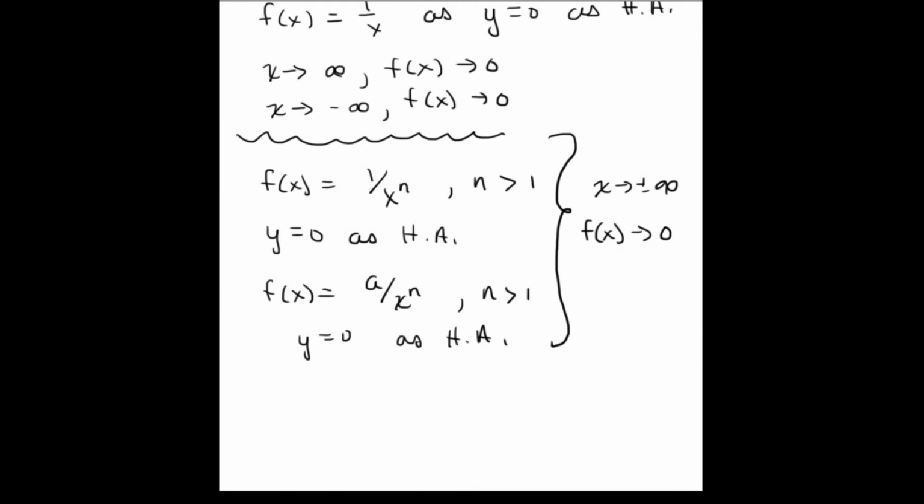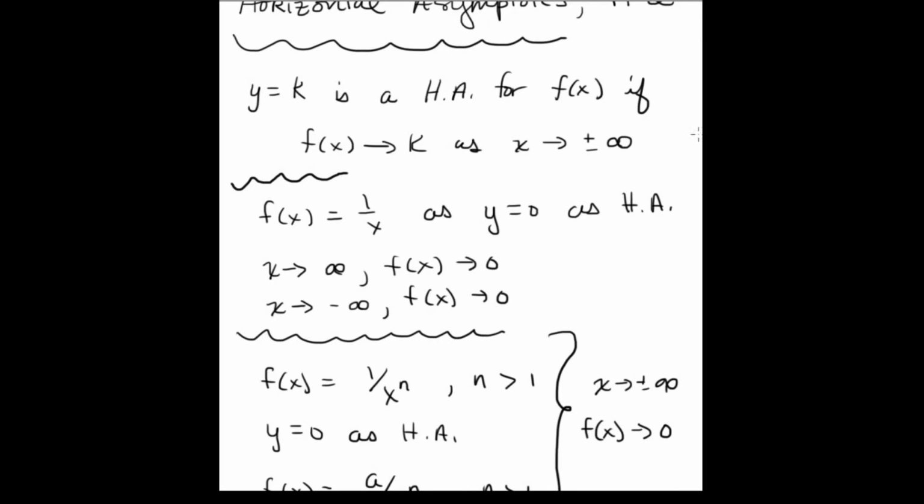Okay, so let's look at the possibilities that our rational functions can take. Recall that a rational function equals p of x over q of x, where p and q are polynomial functions.